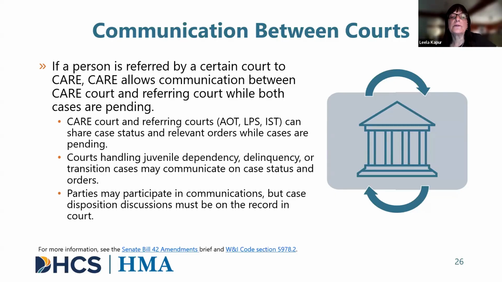the cases are in each court and what orders, if any, have maybe been issued that are relevant to the other proceeding. The statutes allow for the parties to be aware of the communication between these courts, so they're aware of the content of it, but it's important to know that any case disposition discussions, any discussions or orders that are dispositive to the case must be on the record in the court in which the proceeding is being held.